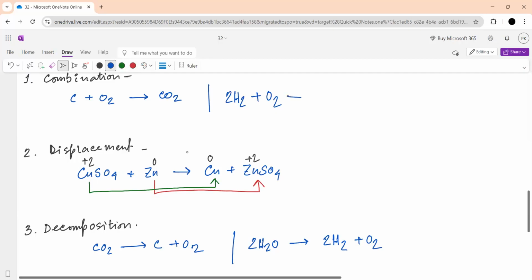2H2 plus O2 goes to 2H2O, which is a combination reaction. Fine?